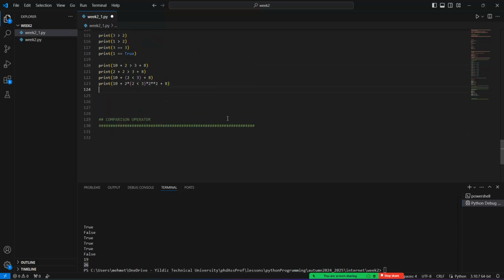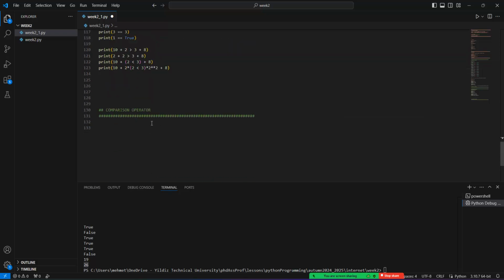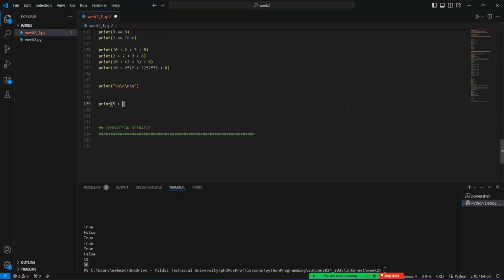So what happens if I write 5, 10 and 20? What's the output of this code? In comparison operators, the priority level is from left to right. Okay, in comparison.